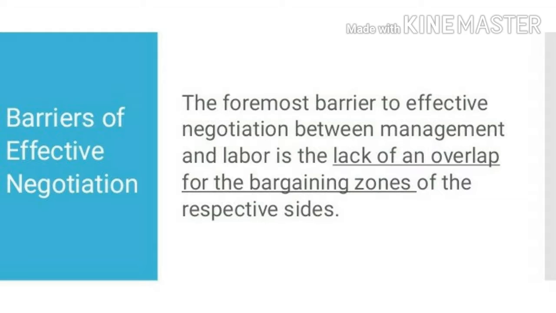But in the barriers, there are some cases or things that hinder the labor agreements. First, the foremost barrier to effective negotiation between management and labor is the lack of an overlap of the bargaining zones of the respective sides, down with their maximum desired limit.